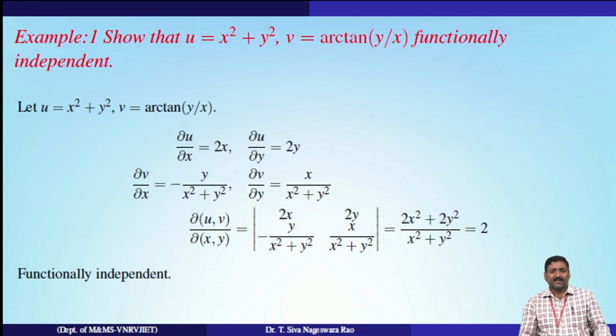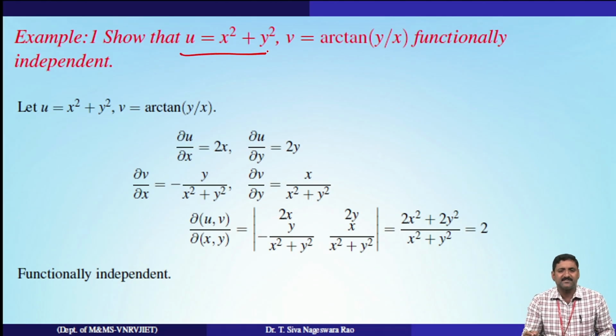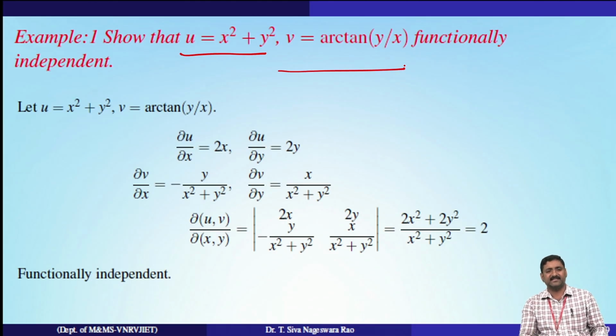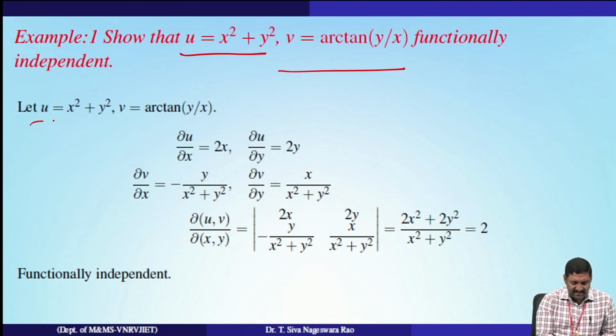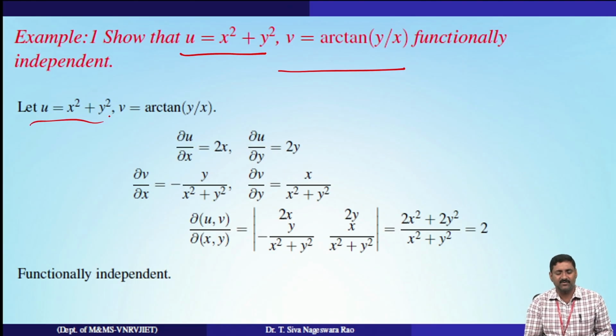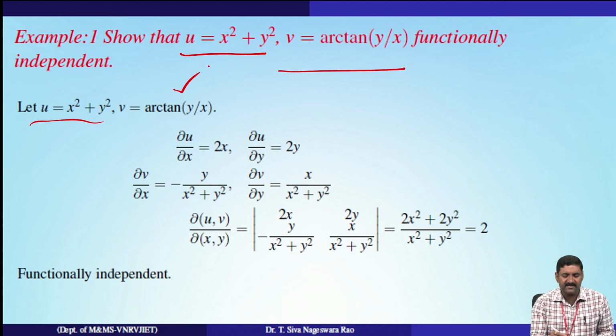Show that u is equal to x square plus y square and v is equal to tan inverse y by x are functionally independent. Independent means there is no relation between u and v. It is enough to show its Jacobian is not equal to 0. Now let us take the given functions: u is equal to x square plus y square, v is equal to tan inverse y by x.